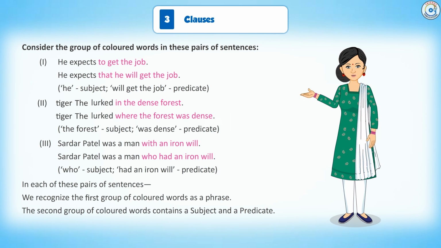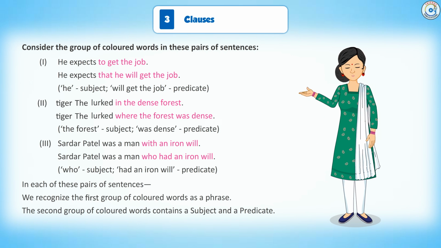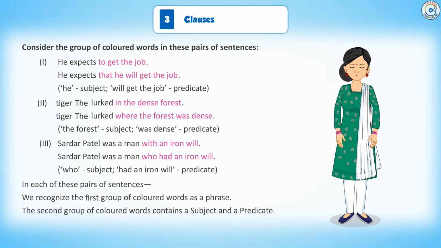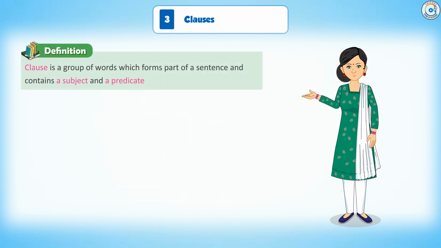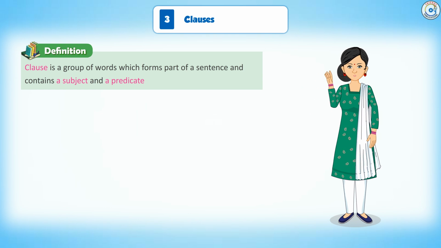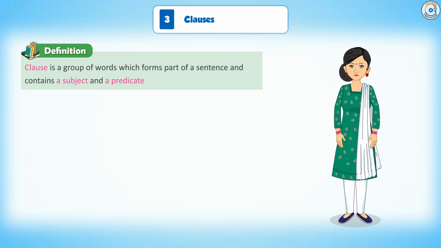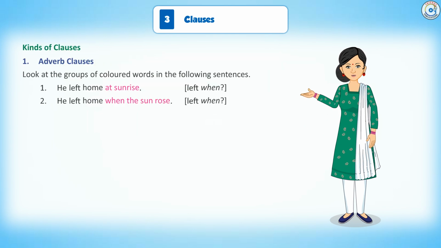In each of these pairs of sentences, we recognize the first group of colored words as a phrase. The second group of colored words contains a subject and a predicate. Definition. Clause is a group of words which forms parts of a sentence and contains a subject and a predicate. Kinds of clauses. 1. Adverb clause.